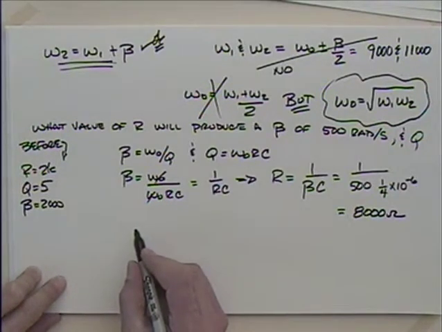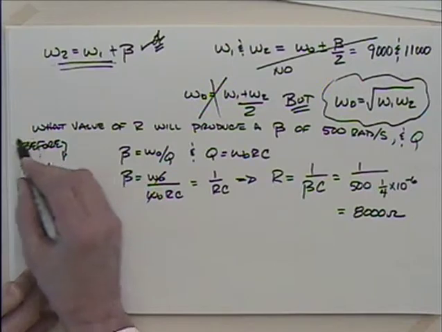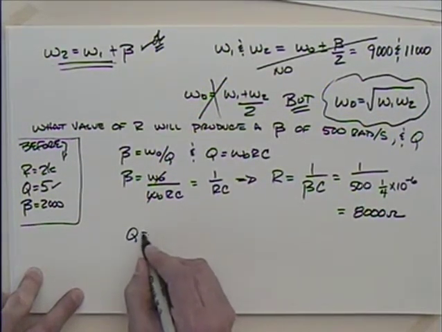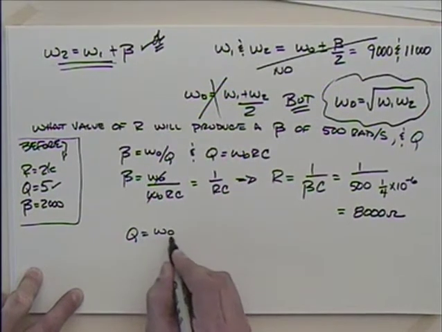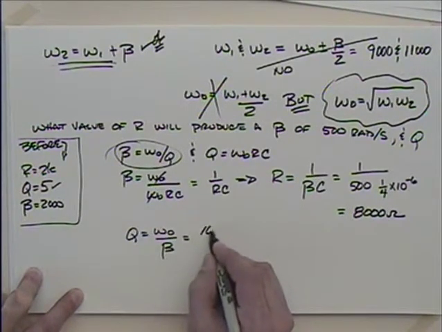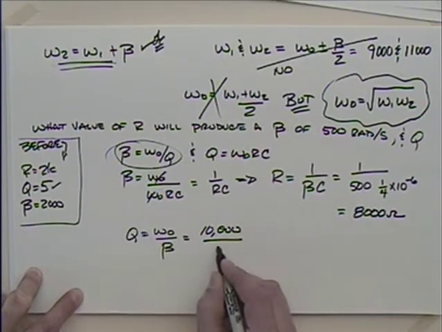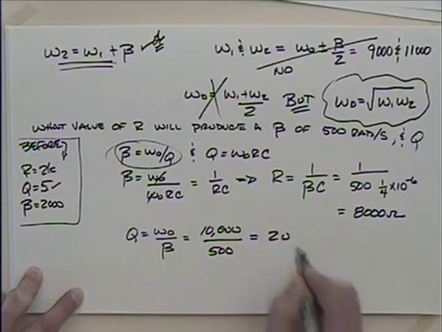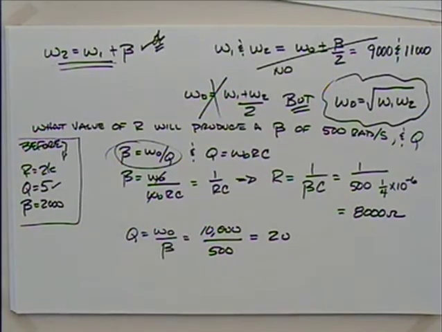Just out of curiosity, we went from a quality of 5. What's our quality now? Well, the quality is omega naught over the bandwidth beta. We still have the same omega naught, which is worth noting, 10,000, divided by our bandwidth, which is 500, so we get 20. So our quality has increased from 5 to 20. Questions with that?